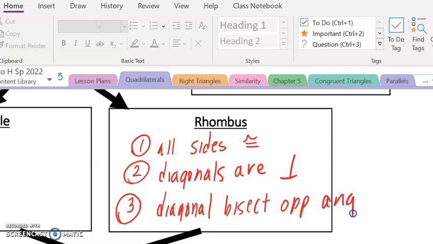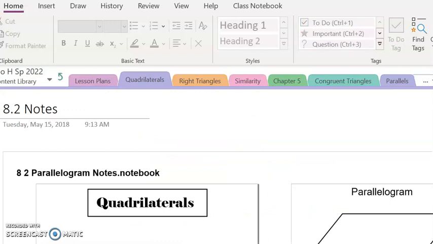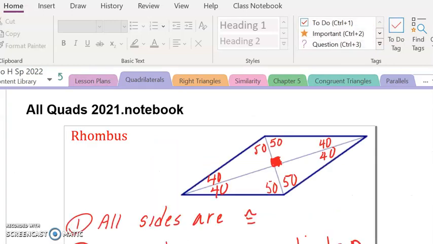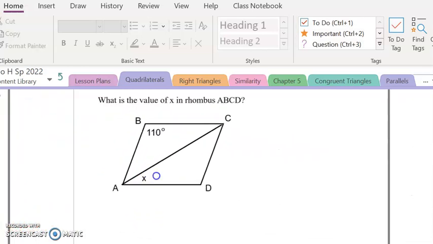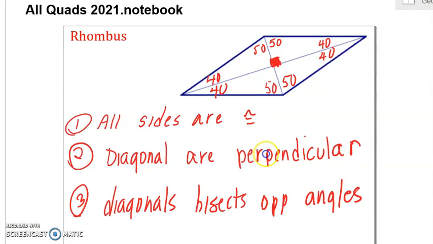So now let's do an algebraic problem involving a rhombus and see that you need to know these properties in order to figure out the inside of a rhombus. Okay, so I'm going to go to this one. If you would, go ahead and see.